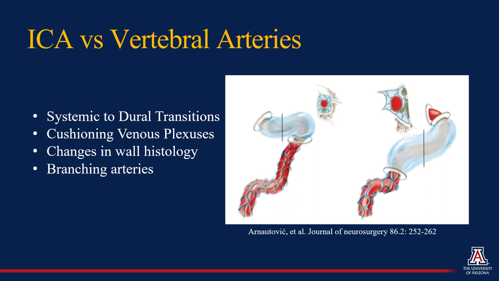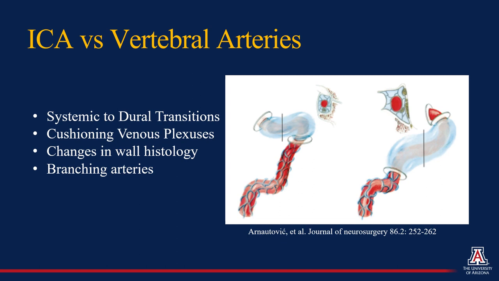There are important transitions that occur at this location between the suboccipital cavernous sinus and the cavernous sinus. It's where your venous and arterial systems change from systemic to dural. These structures are involved in cushioning venous plexuses of these transitions.